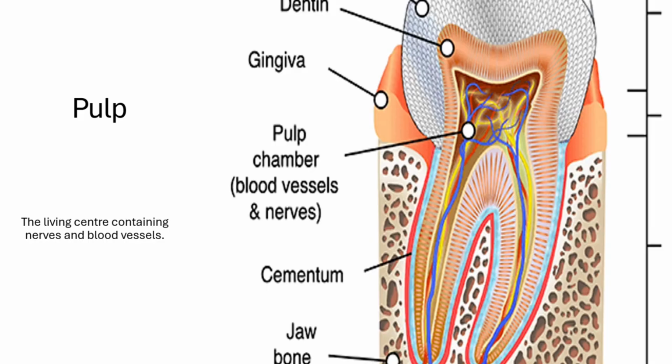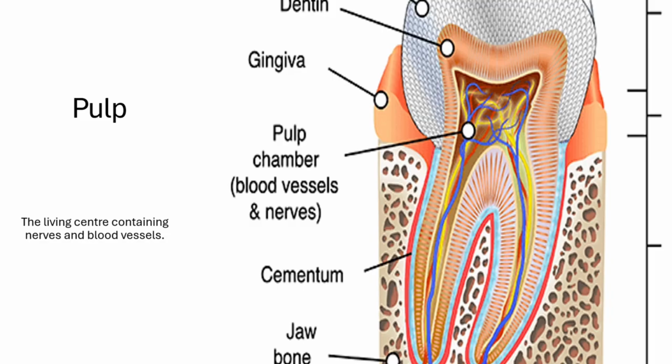The space that contains the pulp is called the pulp chamber. As the pulp continues down into the roots, it travels through narrow spaces called root canals. These root canals carry the nerves and blood vessels toward the tip of the root. The very end of the root is called the apex. At the apex, there is a small opening called the apical foramen. Through this opening, nerves and blood vessels enter and leave the tooth.